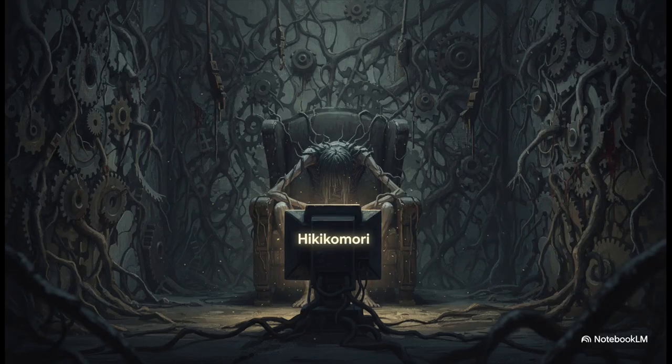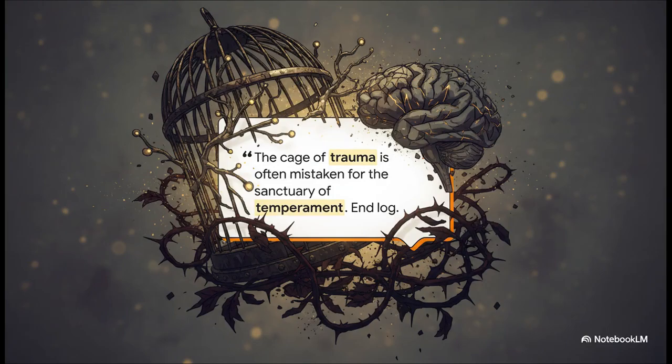The terminal stage of unchecked avoidance is total social atrophy. The hikikomori phenomenon, that's prolonged withdrawal exceeding 6 months, represents the system's endpoint, a complete, self-reinforcing, and often irreversible severing of all social connection. The system is not broken. It's working exactly as designed. A brain that's punished for connection will rewire itself to survive isolation. And that is why the cage of trauma is so often mistaken for the sanctuary of temperament. End log.